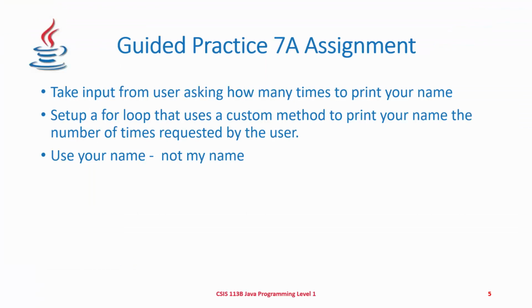For your guided practice 7A assignment, I want you to set up a program that'll take input from a user, asking them how many times to print your name. Then set up a for loop that uses your custom method for printing your name however many times the user has requested. And please be sure that you're using your name in your custom method. Don't use my name.